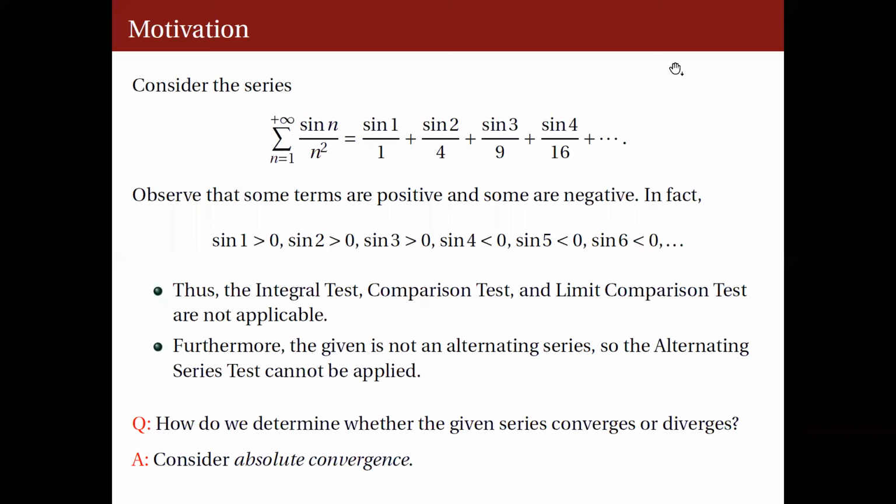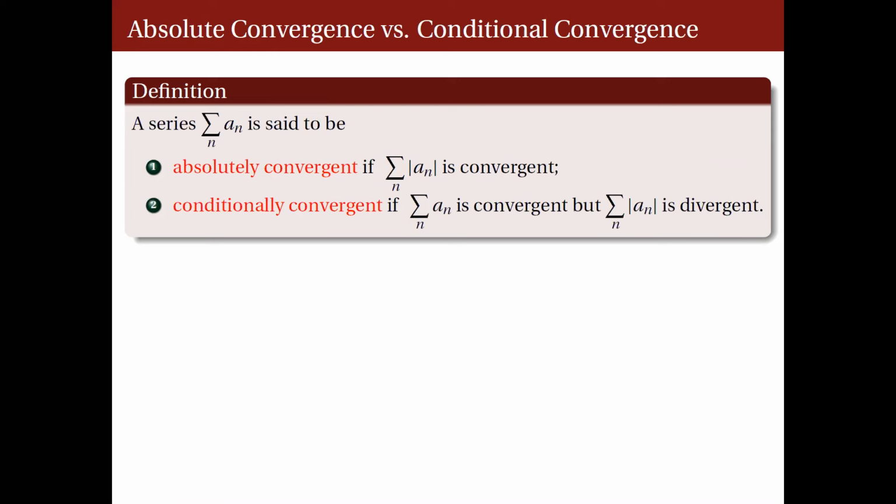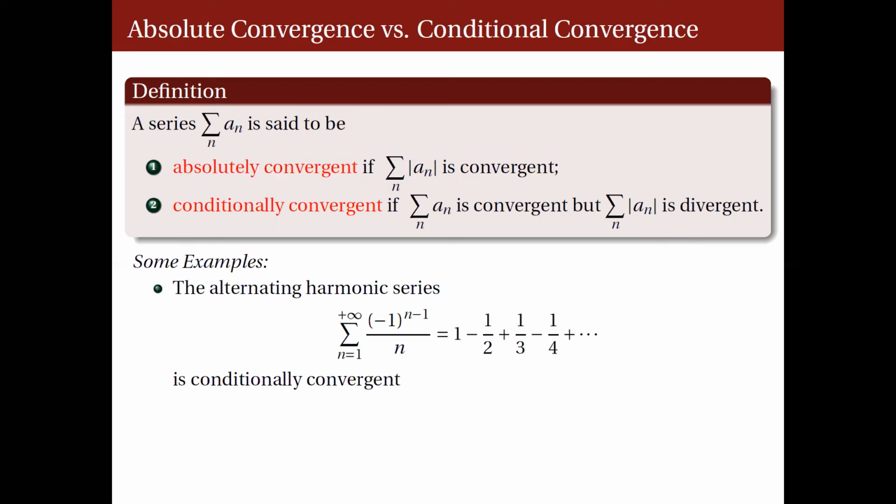So this is the definition. A series sum of a sub n is said to be absolutely convergent if the series with absolute values, sum of the absolute value of a sub n, is convergent. We define also what it means to be conditionally convergent. This series is said to be conditionally convergent if this series is convergent, but this series, the one with absolute value, is divergent.